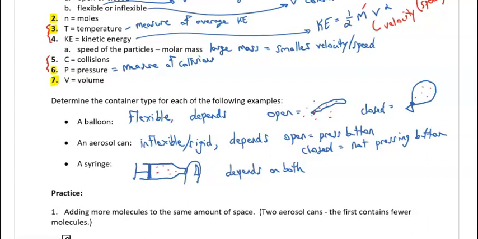A syringe depends on both fronts. The volume of a syringe can change depending on the plunger. We looked at that yesterday. You can depress the plunger and decrease the volume, or pull the plunger out and increase the volume. You could put your finger over the end and seal it off, or you could leave your finger off and have it an open container. So you really have to pay attention when you're looking at a particular situation as to what type of container that situation is describing. So let's just do a bunch of these together.